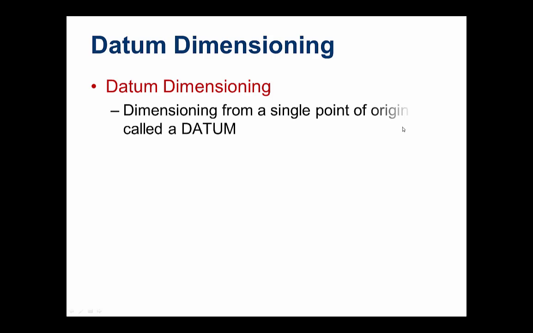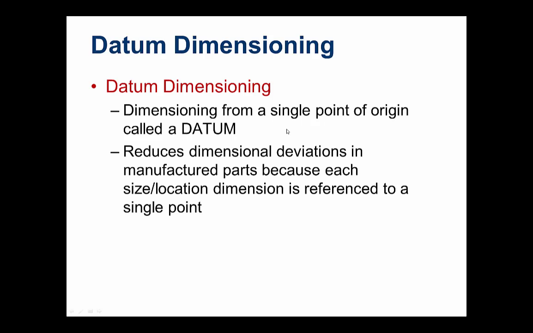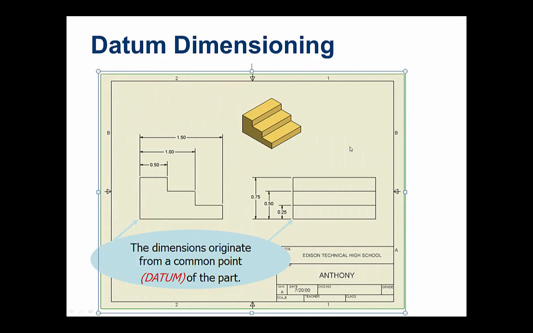Alright, and we're also going to use something called datum dimensioning. Datum dimensioning arrives from a single point of origin, and this is called a datum. It reduces dimensional deviations in manufactured parts because each size and location dimension is referenced to a single point. So it's just a good way to keep track of our dimensions. If you look here, each dimension comes from a single point, this bottom left hand corner. So the dimensions originate from a common point of the part.